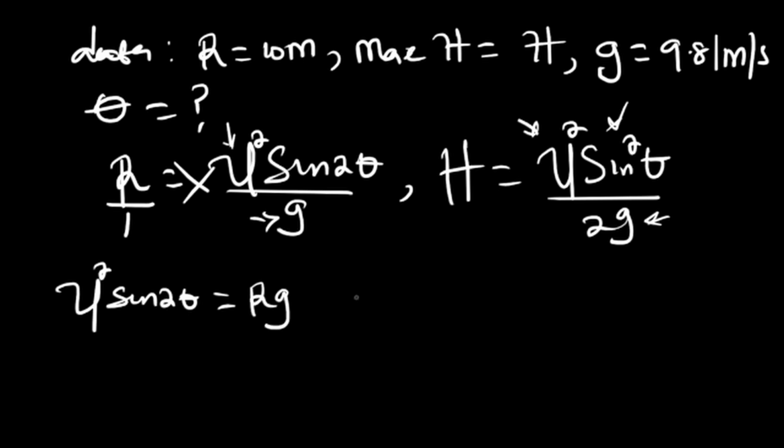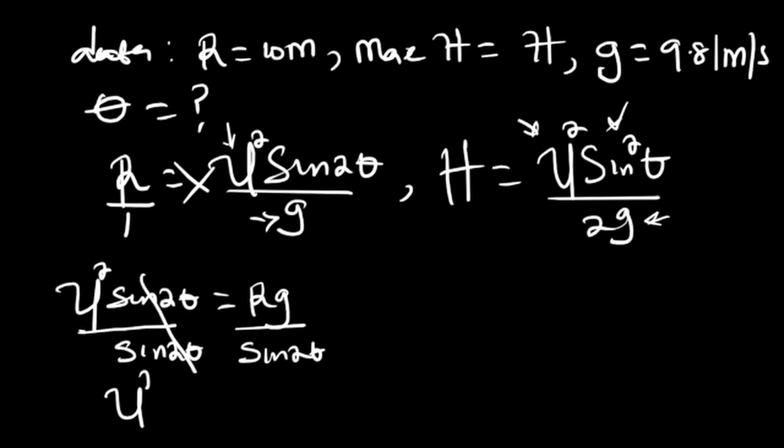Now, to isolate u squared, we have to simply divide both sides by sine 2 theta, right? So this is now going to be rg over sine 2 theta. Now the sine 2 theta and the sine 2 theta, which is on the left, they cancel out, and you're left with u squared is equal to rg all over sine 2 theta. So we call this our equation 1.